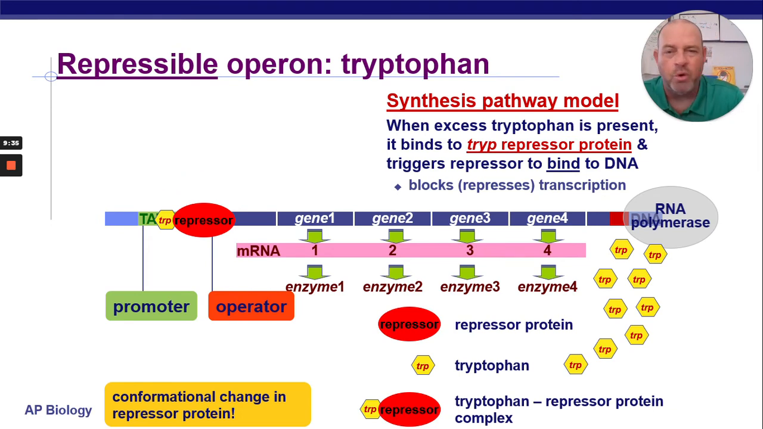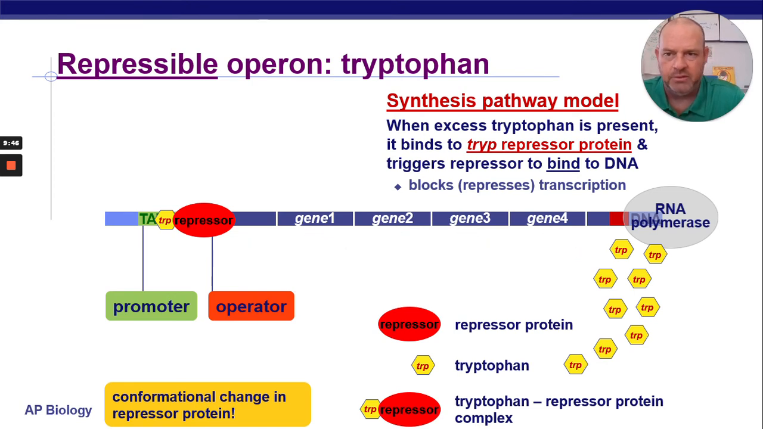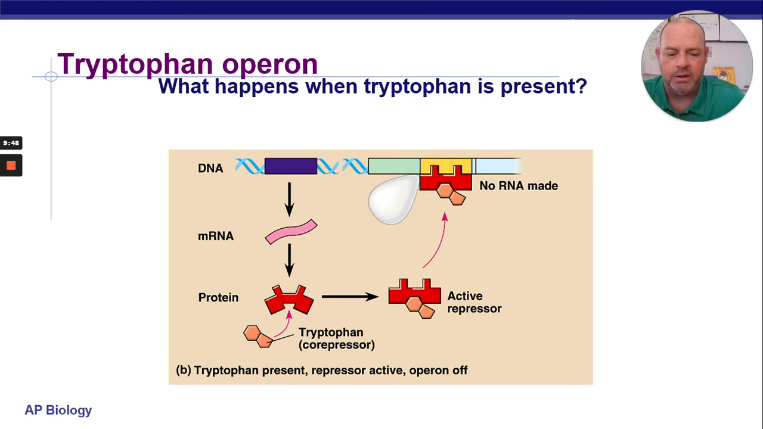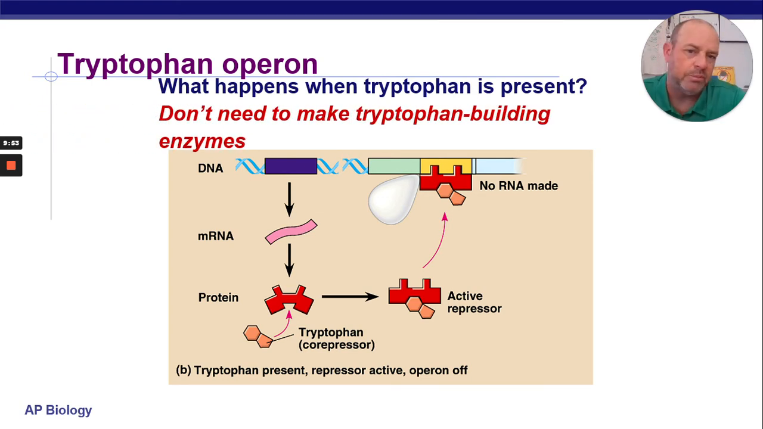Okay, and so you don't want to just keep making tryptophan. That would be a waste, right? It only wants to make what it needs, and then it wants to shut down that pathway. So that is what we call the repressible operon, right? So what happens when tryptophan is present? If we have a lot of tryptophan, we don't need to make tryptophan-building enzymes anymore. So then we shut down that pathway. Okay, so once we have enough, then the pathway gets shut down.